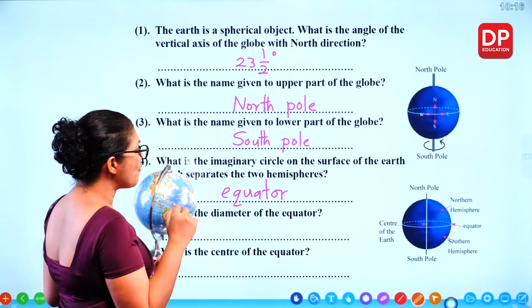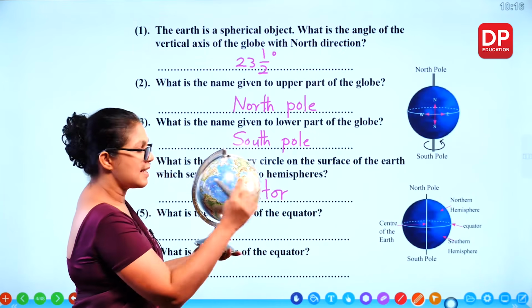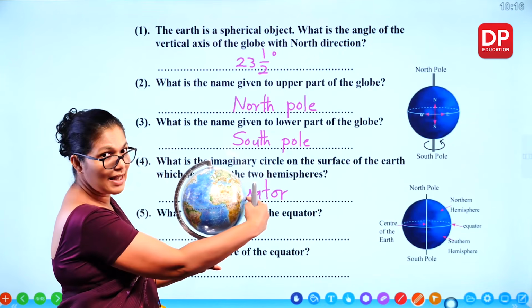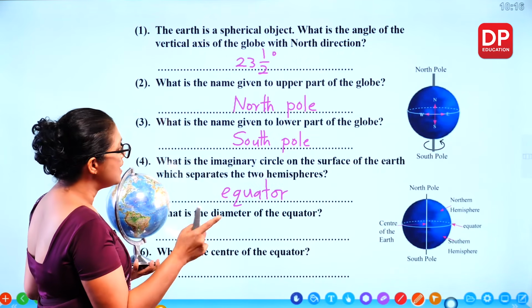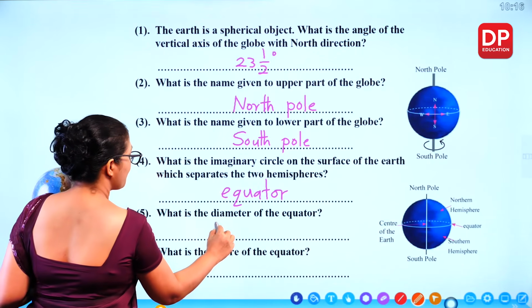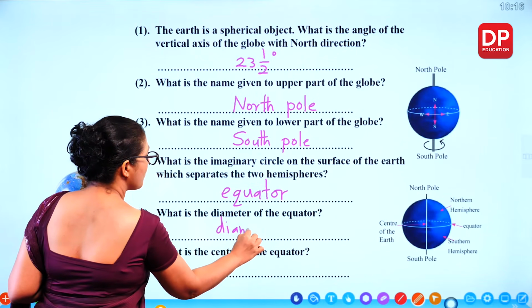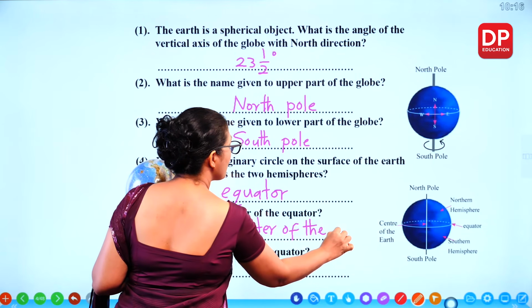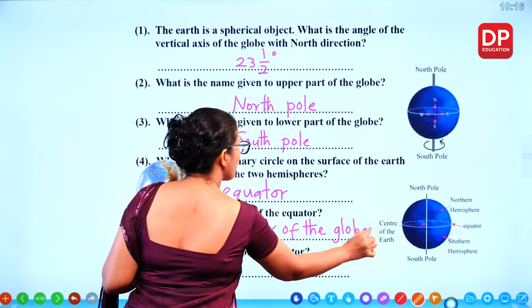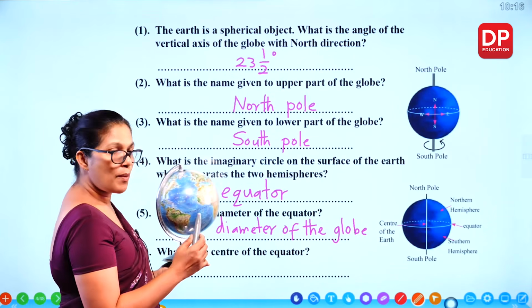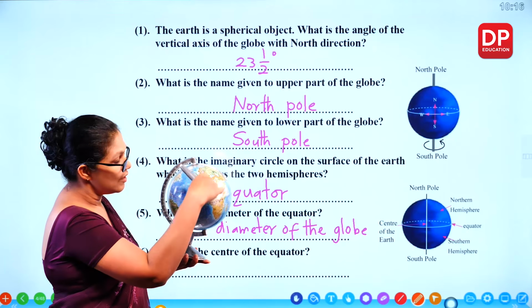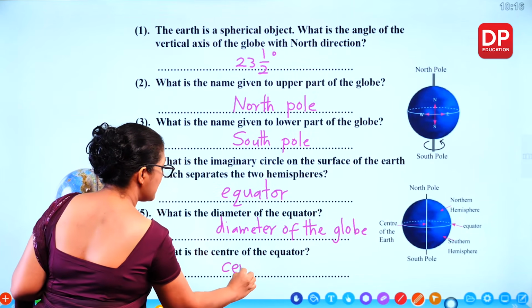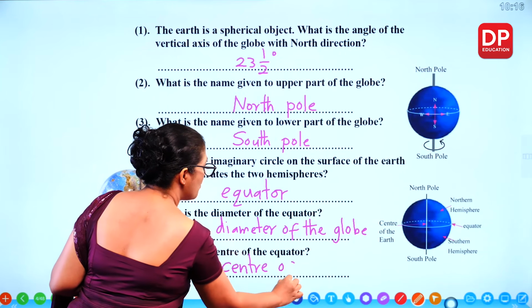What is the diameter of the equator? So when you take this circle, diameter means here to here. Diameter becomes the diameter of the globe. What is the center of the equator? So when you take this circle, so the center is the center of the globe. Same as center of the globe.